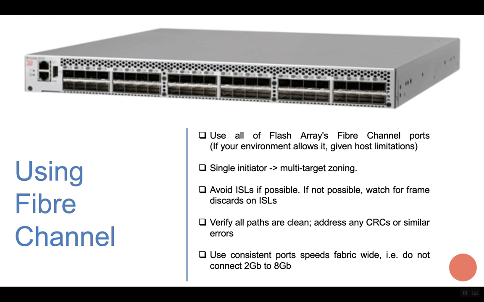If you're using Fibre Channel, then use all the flash array's Fibre Channel ports, and if it's a single initiator, then try to do multi-target zoning, which I've also talked about in my zoning videos. If you are going to use ISLs, then you have to watch for the frame discards on ISLs. Otherwise, ignore it if you have a smaller environment. Verify that all the paths are clean on the switch and address any cyclic redundancy errors or anything similar, whatever errors are there in port error show in Brocade.